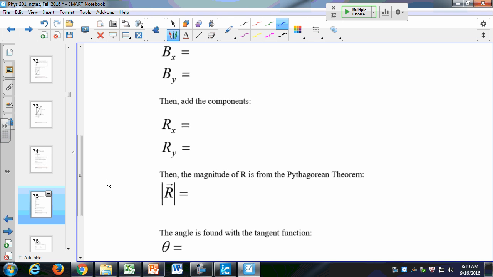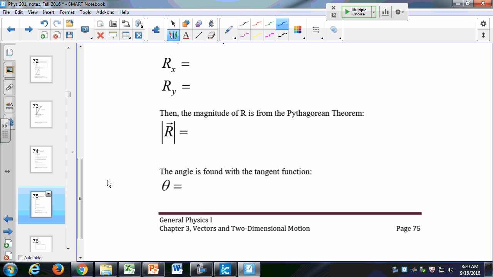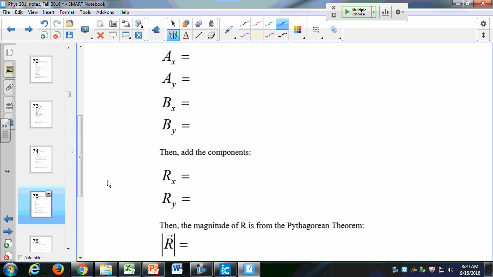I would write that as R equals 2.9 meters at 55 degrees above or from the plus x-axis. I think that should be, yeah, that's all on 75.